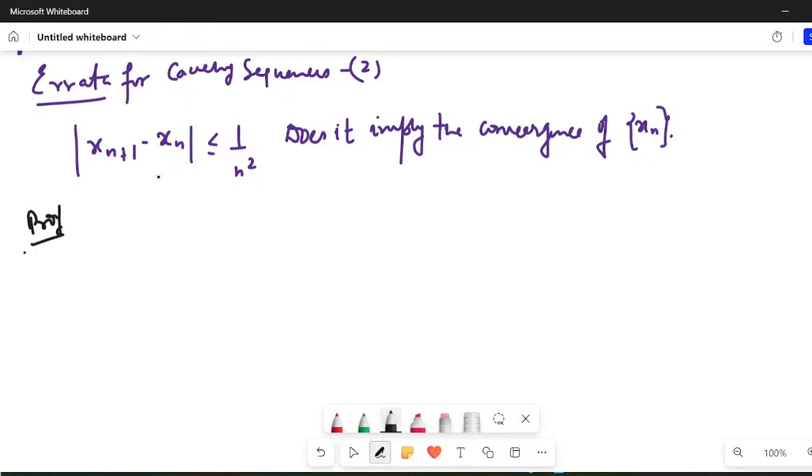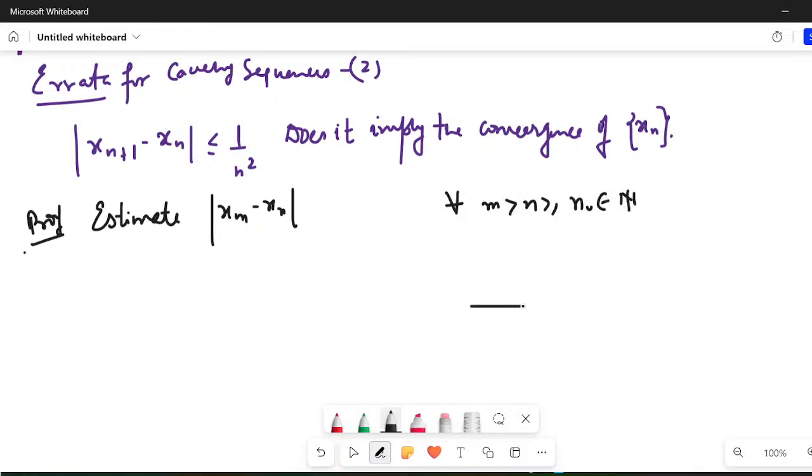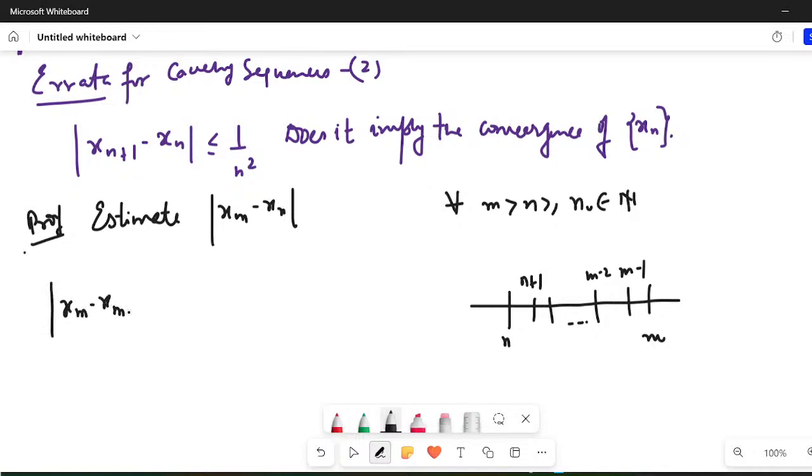Whenever it comes to establishing Cauchy sequences, one has to remember that you need to estimate |x_m minus x_n| for all m greater than or equal to n, for n not belonging to the naturals. So I'll let you know what the error was. Let's say this is your m, this is m minus 1, m minus 2, this was your n, this was n plus 1, and so on. If I need to estimate this, and the information given to me is in terms of the difference between two consecutive elements, I need to write it in this fashion.